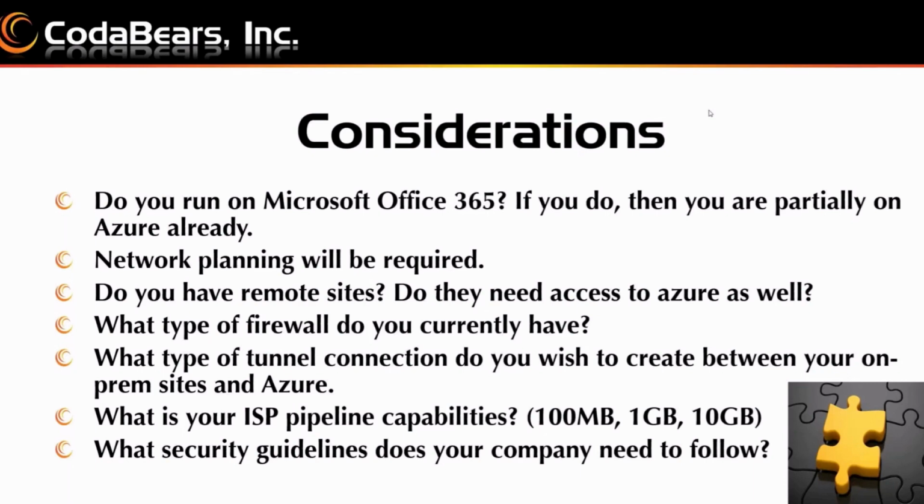You're also going to want to determine what type of tunnel connection you want to make to Azure, because a tunnel is going to be connecting your primary sites to Azure, and that's going to link the data between the two. Most people will choose IPsec for that particular thing, but there are a couple other options that you might be able to use. You're going to want to know what your ISP pipeline capabilities are for all of your sites. So is it 100 megabit? Is it 1 gigabit? Is it 10 gig? What is your ISP able to provide you, and what is the maximum they can provide you? Because that is going to play a huge factor in the type of speeds that you're going to be able to get between your sites and Azure itself.